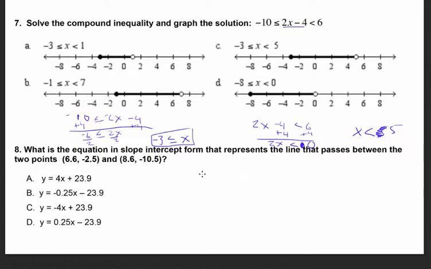This question is asking me to write the equation of the line that passes between these 2 points. Now I know that in each coordinate pair there's an x value and a y value. And using these I can make a table of my x values on the left and my y values on the right.